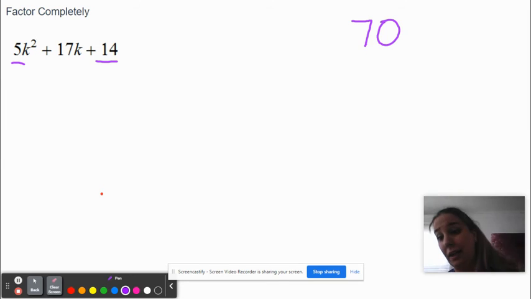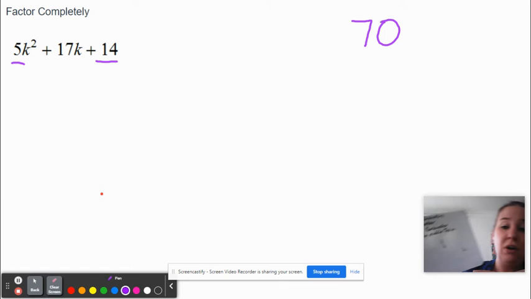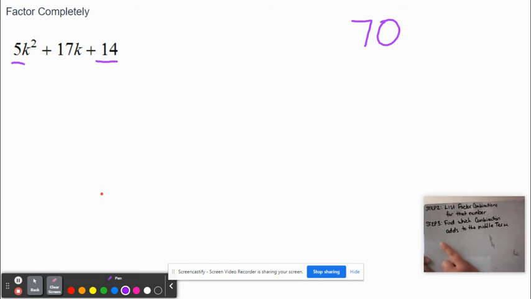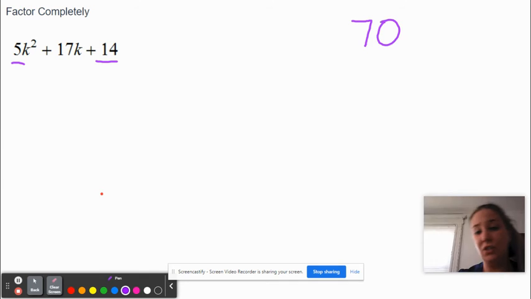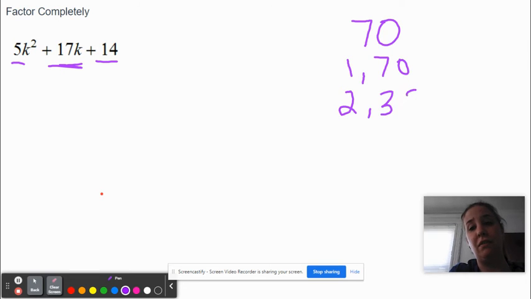So like we've been doing, 1 times 70, that's a pair that multiplies to 70. 2 and 35, right? 2 times 35. And while we make that list, step 3, we're going to find which of those combinations adds to the middle term, which in this case is 17. So some of you might see it already, others might not. So, okay, 1 times 70. That does not add to 17. That adds to 71. 2 and 35. No, that adds to 37.